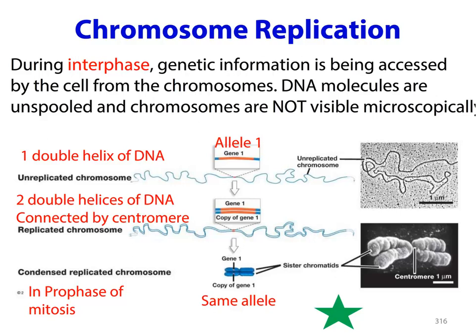Remember in the very first lecture, I believe it was, we talked about the story of how the structure of DNA was discovered because Watson and Crick, yada, yada, yada, robbed from Rosalind Franklin. Okay, but they discovered it was a double helix of DNA that is one unreplicated chromosome.